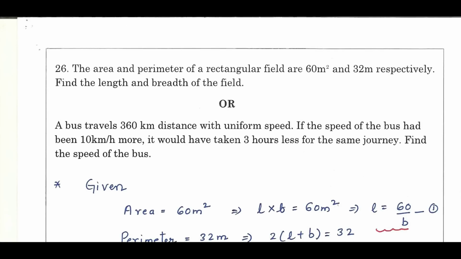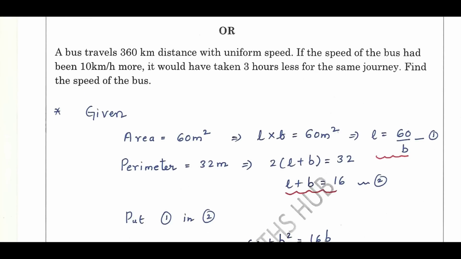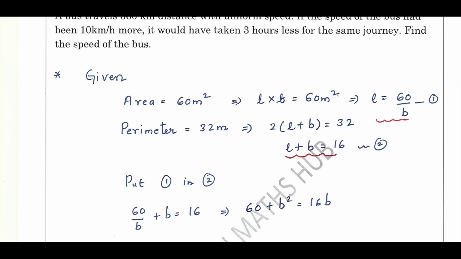The area and perimeter of a rectangular field are 60 meters square and 32 meters respectively. Find the length and breadth of the field. Given area is 60 meters square. That is, area equals length into breadth equals 60. I'll write length as 60 by b. Given perimeter equals 32 meters.